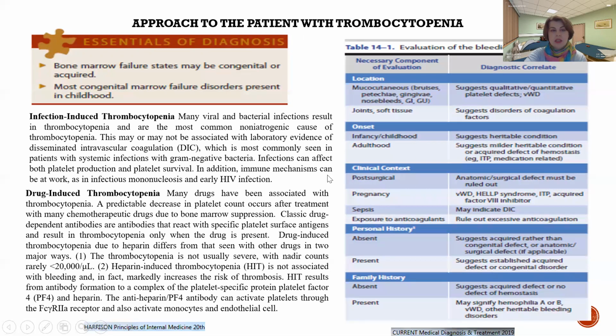Infection-induced thrombocytopenia can be caused by many viral and bacterial infections, and this type is the most common non-iatrogenic cause of thrombocytopenia. It may or may not be associated with laboratory evidence of disseminated intravascular coagulation, which is most commonly seen in patients with systemic infections due to gram-negative bacteria. Infection can affect both platelet production and platelet survival. In addition, immune mechanisms can be at work, as in infectious mononucleosis and early HIV infection.